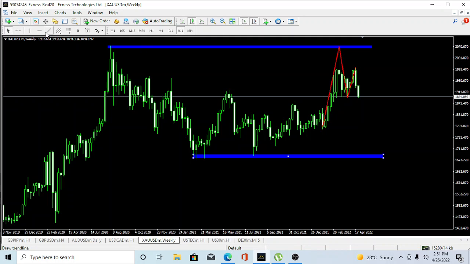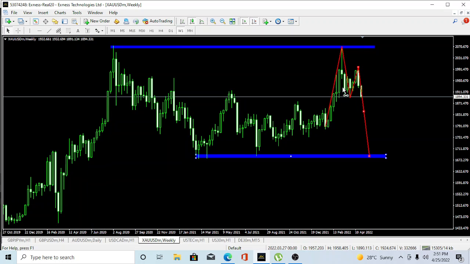Now price got rejected, and then it is pushing down. So this is another pattern that we can also focus on, which is called a double top. As you can see, price is now pushing to the downside.